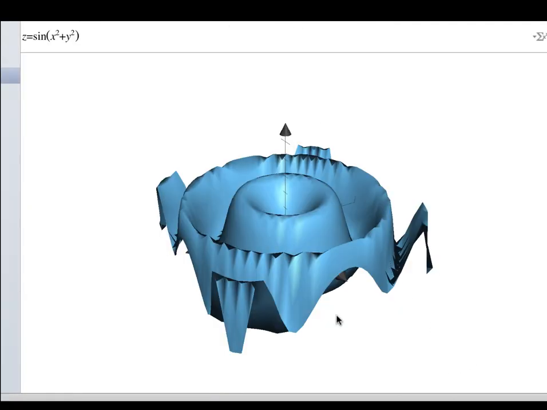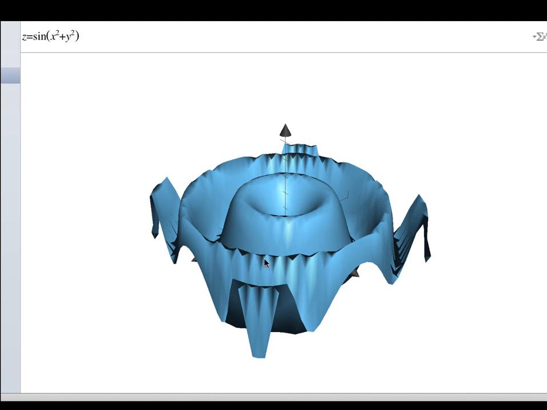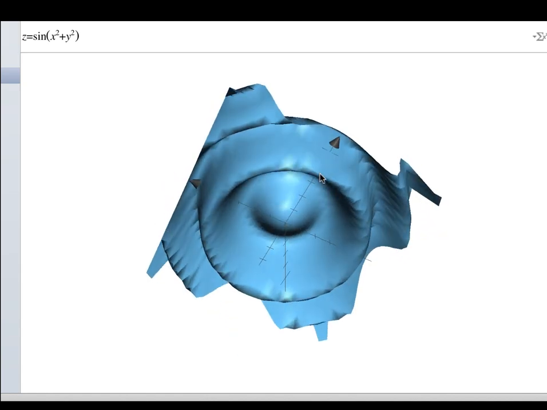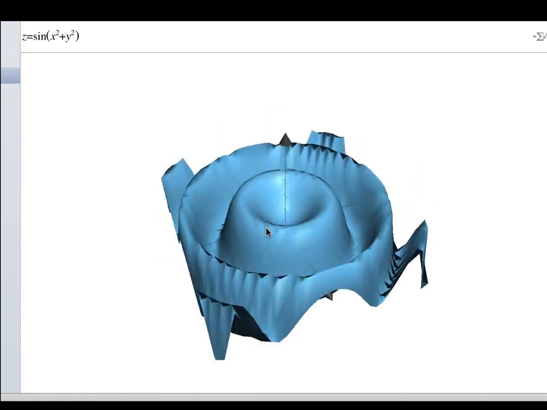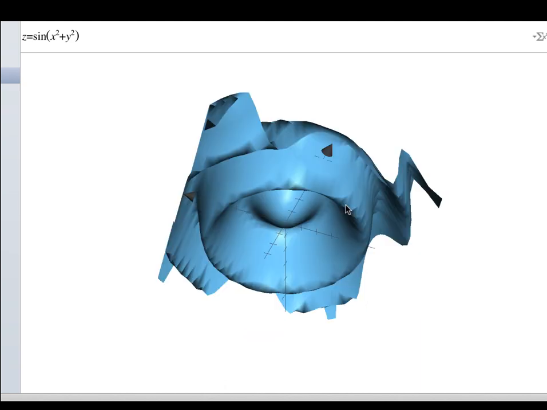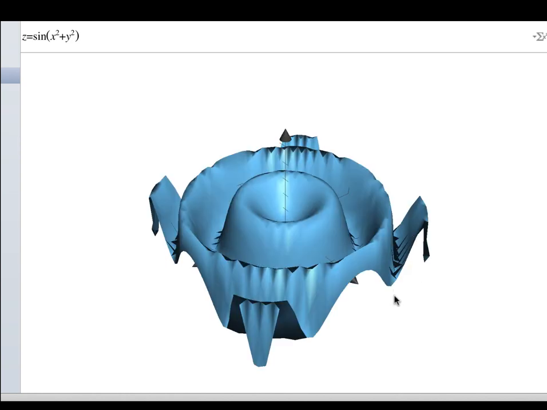Here's our surface. f of x, y is equal to sine of x squared plus y squared. I want you to keep in mind that these ridges that you see here are just a product of the computer software, but really this surface is smooth everywhere. And so we can see from underneath that we have a minimum at 0, 0. We can see that we have maximums at the circles x squared plus y squared equals pi over 2, pi over 2 plus 2 pi, etc. And we have a minimum here at x squared plus y squared equals 3 pi over 2, and we would also have minimums adding multiples of 2 pi to that radius as well.